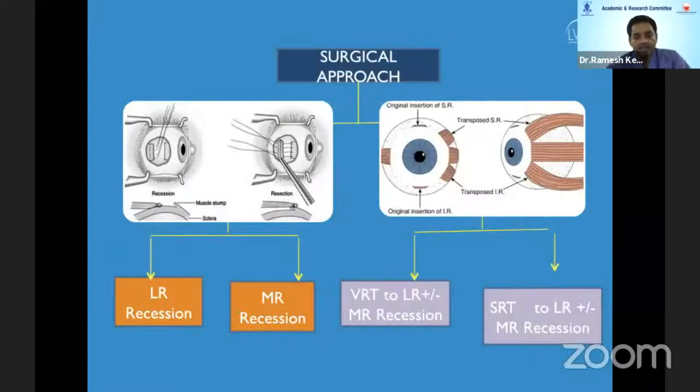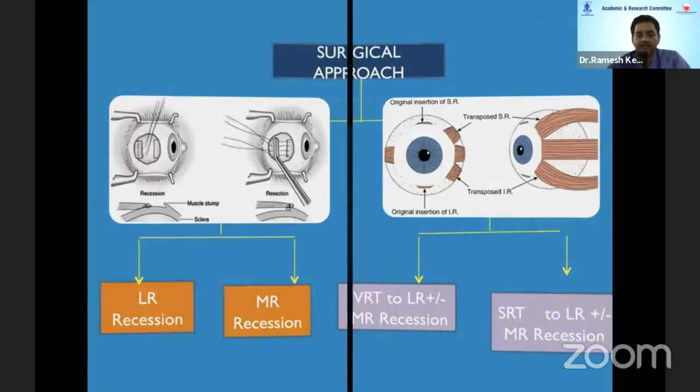Coming to the surgery, it can be a simpler surgery. If it is esotropia, just do a unilateral, bilateral, or asymmetrical medial rectus recession. If it is exotropic Duane, do lateral rectus recession. Either it can be unilateral, bilateral, or asymmetrical. Additionally, if you want to improve the outcome of the motility, you can do a full transposition of both the vertical recti, or you can do a monorectus transposition like SRT as well, along with medial rectus recession.